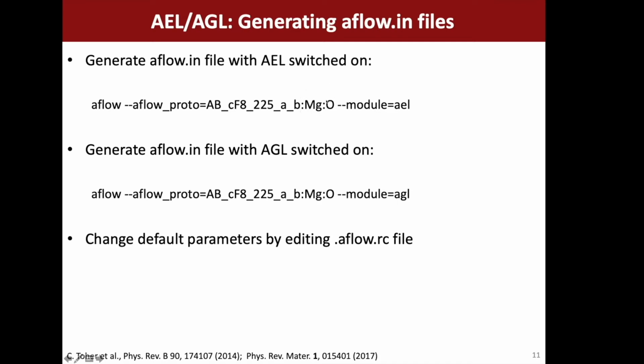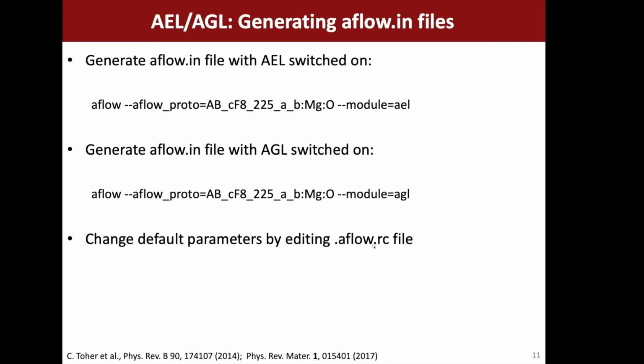In this case, we're going to do magnesium oxide, and then we add --module=AEL. Similarly, you can generate an aflow.in file with AGL switched on. Again, it's the same example, aflow --proto, our prototype, MgO, and then --module=AGL. Like I mentioned, there are some default parameters, which I'll discuss, and these can be changed by editing the aflow.rc file. You'll get things like the number of strains, the size of the strains, and so on.